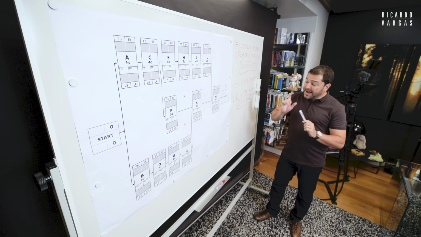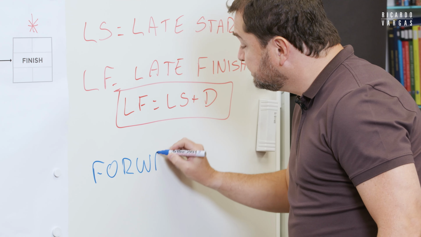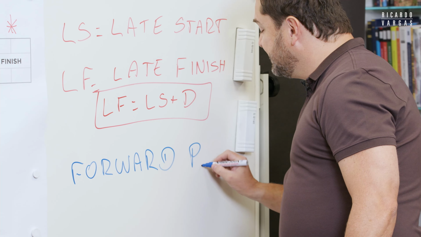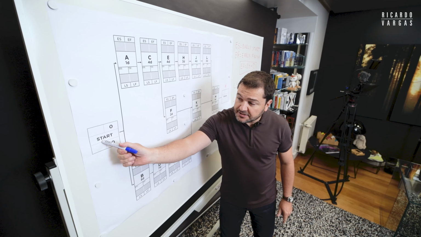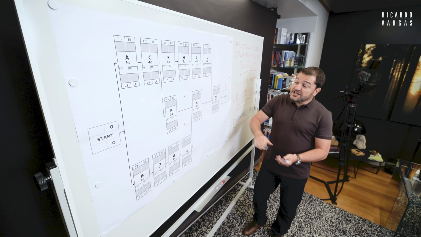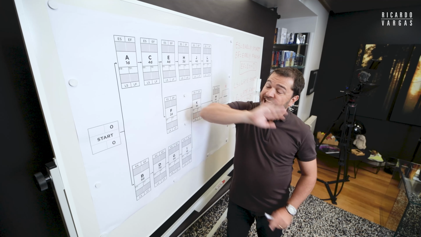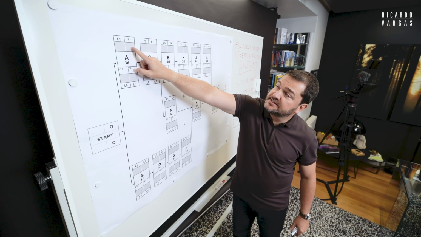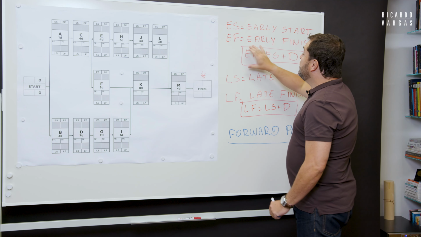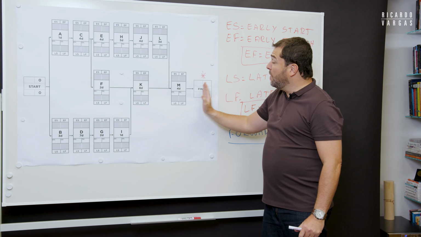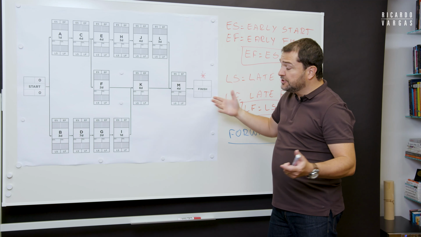Okay? So now, what do I do? I will start by doing what we call the forward pass. And what is the forward pass? In the forward pass, I go from the start to the finish. I don't even look at the bottom part of the network. I will concentrate only on these fields at the top. I don't care about this at this moment. And what I will do is combine this and try to understand what will be the two dates that will come here, or the duration that will come here.